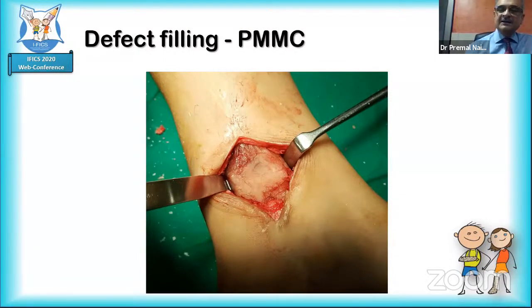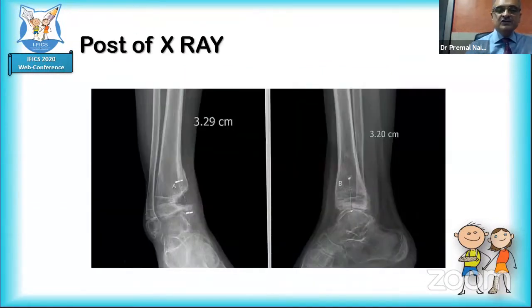And it does not generate heat, so it doesn't damage the physis nearby, and it's radiolucent, so your x-rays are also not affected. So it looks somewhat like this on the postoperative x-ray.